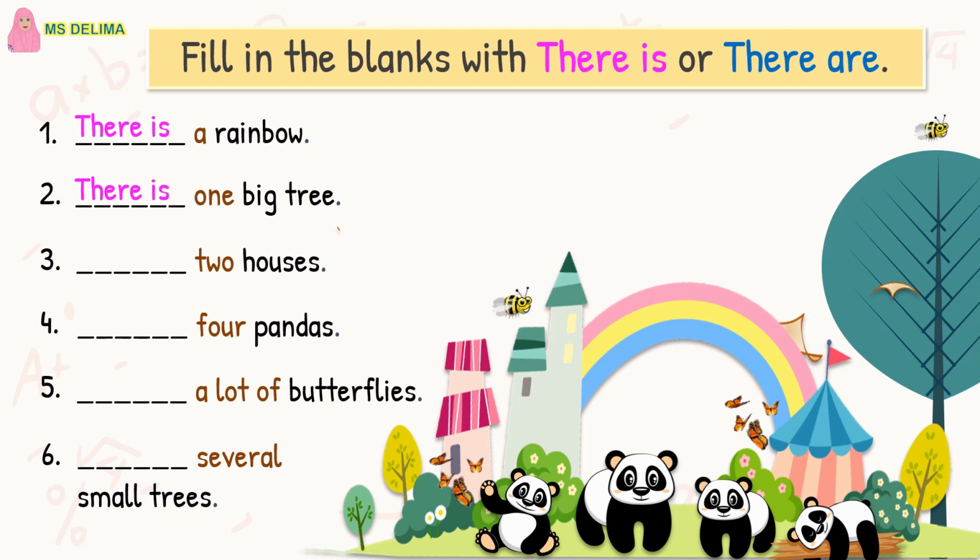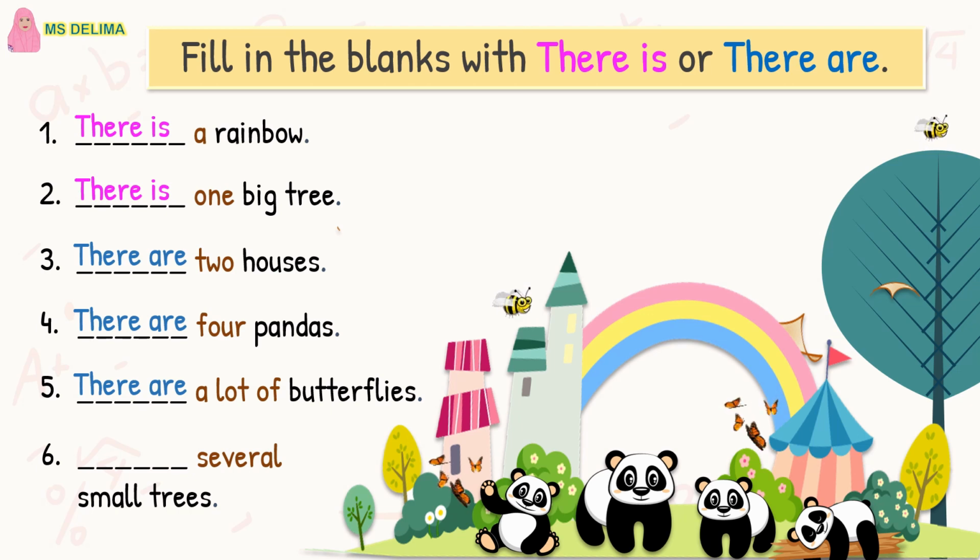Question number three, two houses. More than one, so it should be there are. There are two houses. Question number four, four pandas. More than one, right? So the answer is yes, there are. There are four pandas. Question number five, a lot of butterflies. A lot of means there is more than one. So the answer is yes, there are. There are a lot of butterflies.